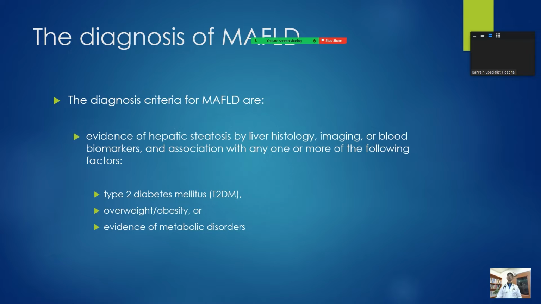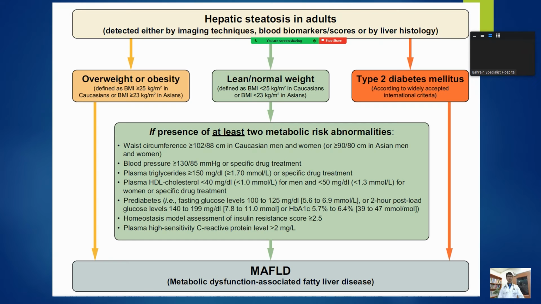It includes the presence of hepatic steatosis or fatty liver disease on the basis of three things: histology, imaging, or some blood biomarkers. Any of those, if suggestive of fatty liver disease, we count it as fatty liver. And there are three more criteria which we include: first, if the patient is overweight or obese. Second, type 2 diabetes mellitus. And third, other metabolic dysfunctions, like metabolic markers, that we go through now.